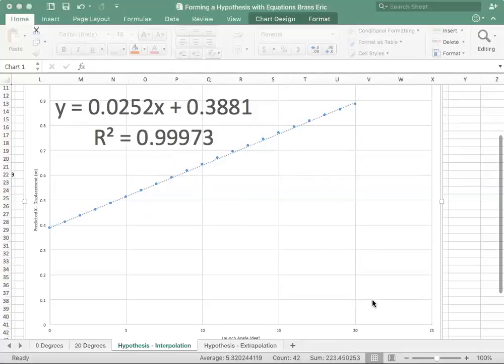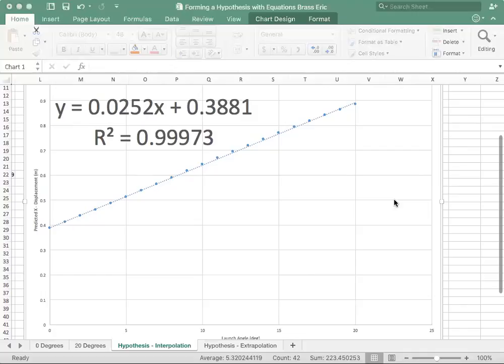So if I place that number in there, let's go ahead and test it. So we're now looking at an angle of 90 degrees. I'm going to say 0.0252 times 90 degrees plus 0.3881. We now have a prediction of the ball landing at 2.67 meters away from the launch position. Guys, this is over 2.5 meters away.